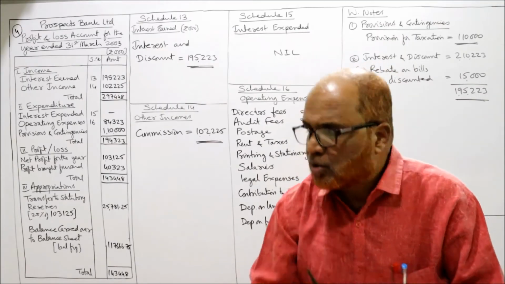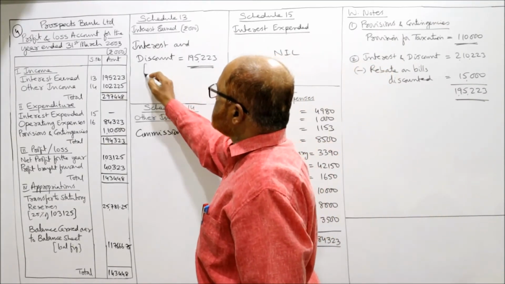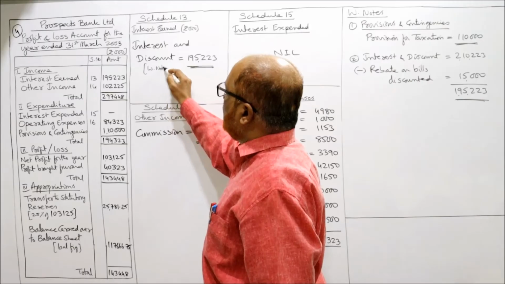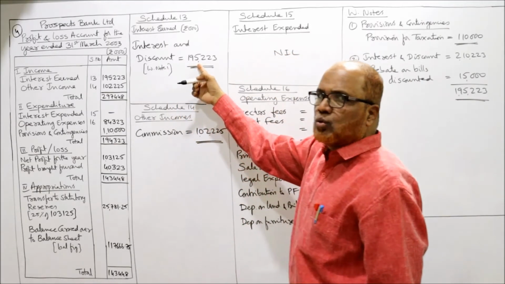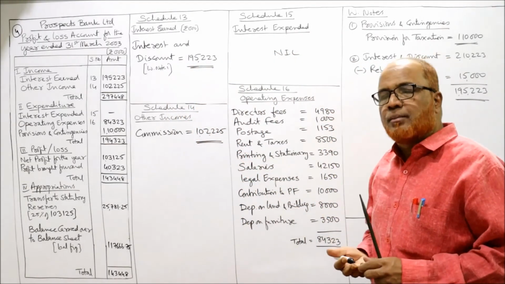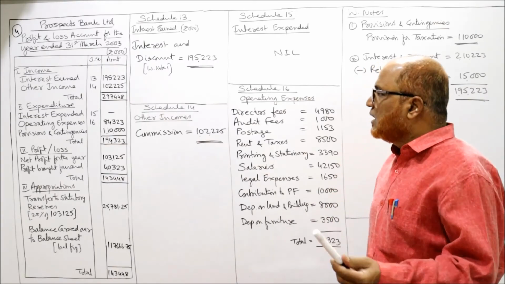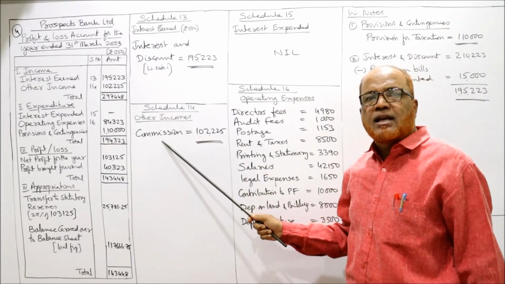I'll write down here a working note, so that you can know how we got this value 1,95,223. You can see the working note. Rebate on bills discounted, we have deducted. Now, commission is the only other income.